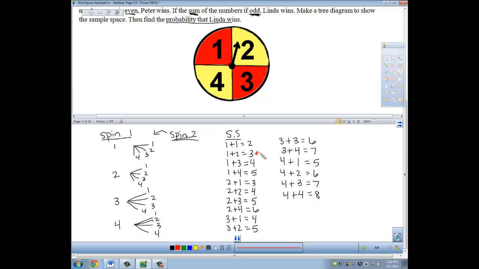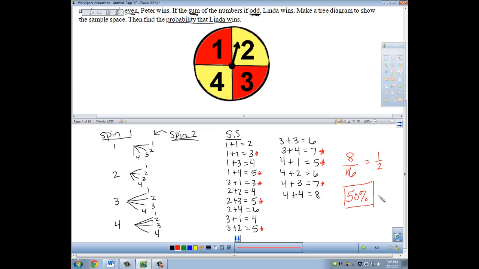So 2 is even, 3 is odd, 4 is even, 5 is odd, 3 is odd, 4 is even, 5 is odd, 6 is even, 4 is even, 5 is odd, 6 is even, 7 is odd, 5 is odd, 6 is even, 7 is odd, and 8 is even. Okay, so there are 1, 2, 3, 4, 5, 6, 7, 8 options for Linda. Out of a total of 16 options in my sample space. That's going to reduce to 1/2, or a 50% chance that Linda's going to win.